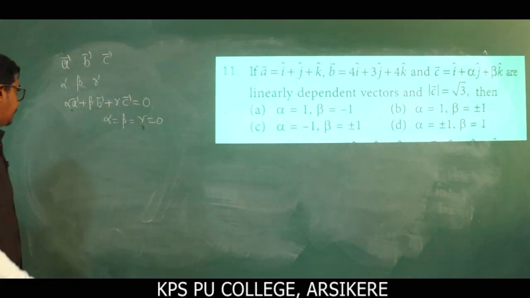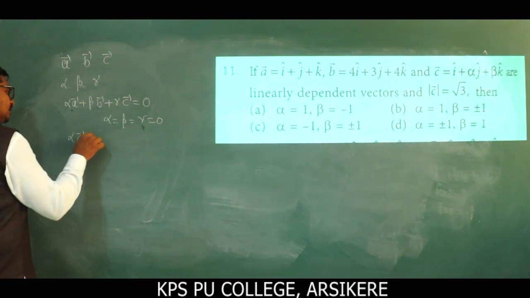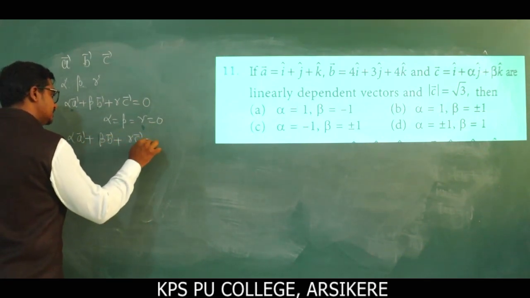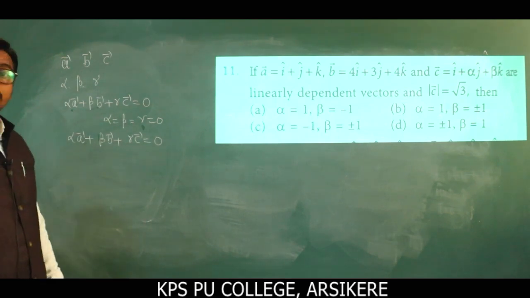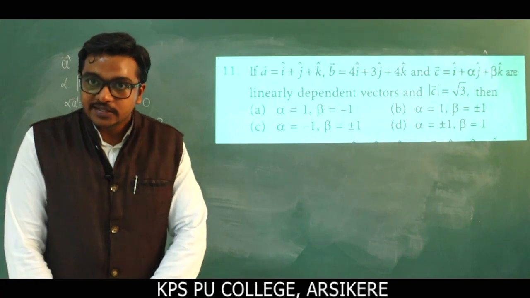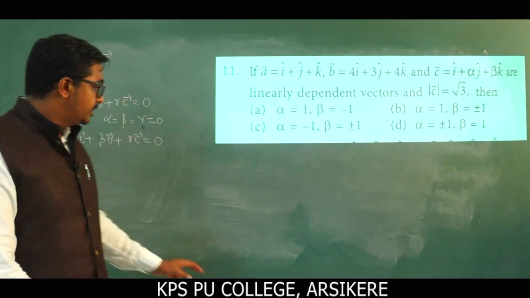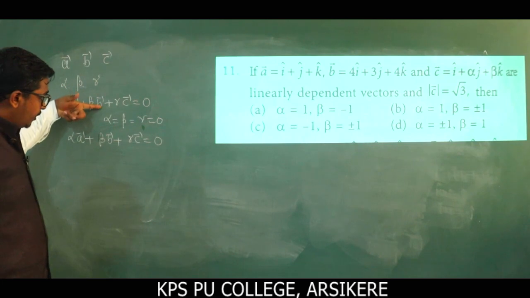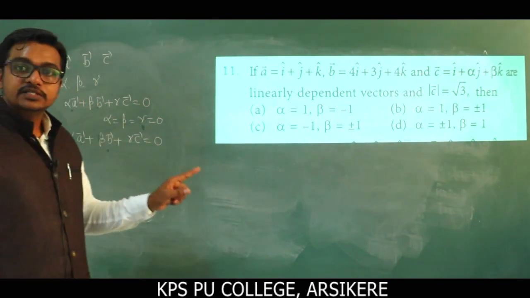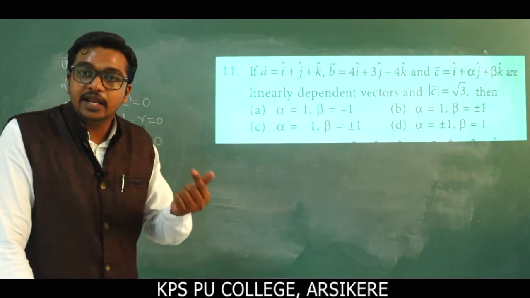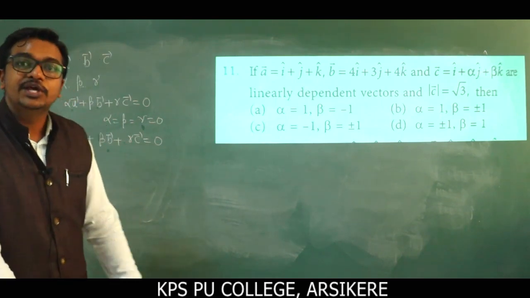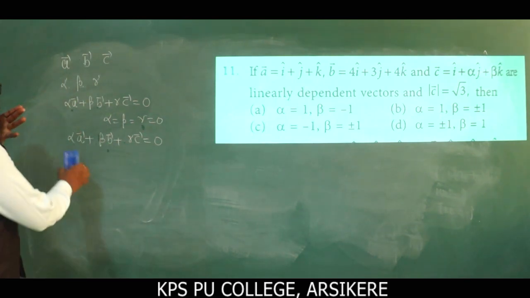When they are linearly dependent, it means alpha times vector A plus beta times vector B plus gamma times vector C is equal to 0, but alpha, beta and gamma need not all be 0. They are not zeros here. This is the condition for linearly independent and linearly dependent. Here linearly dependent means there is no necessity for all the constants, the scalar components alpha, beta and gamma, to be 0. So what is the condition given?